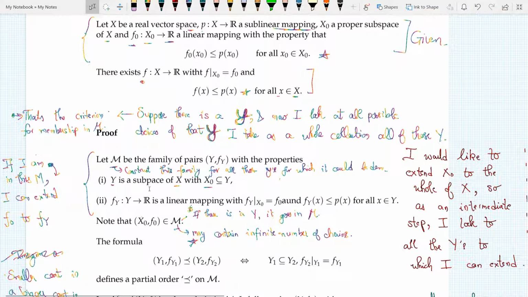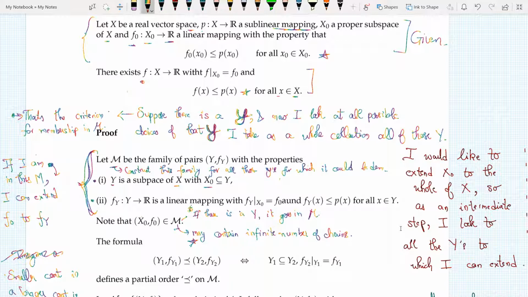And again I have f of Y. f of Y is a linear mapping from capital Y to R with these two properties: f of Y restricted to X naught is equal to f naught, and f of Y of x is less than or equal to P of x. So this is by construction. I'm constructing my family in this way such that property number 1 is satisfied and property number 2 is satisfied.